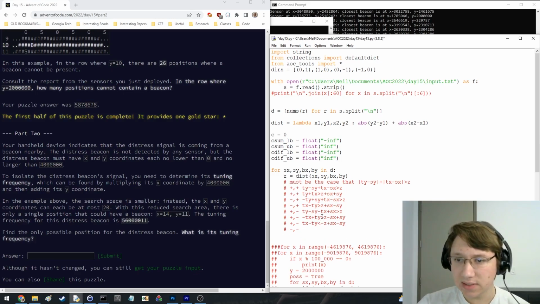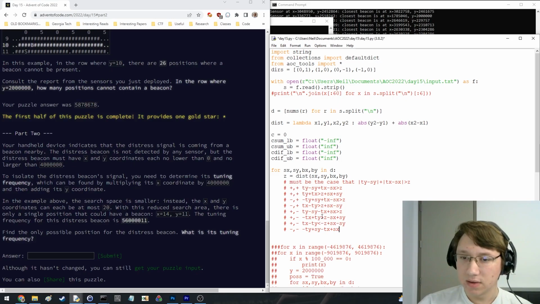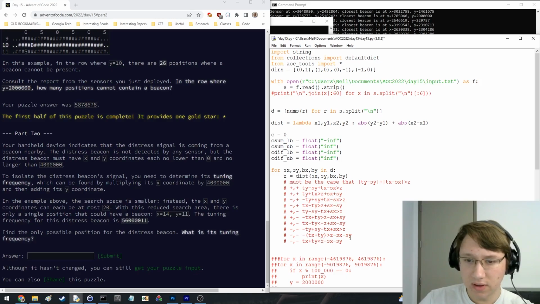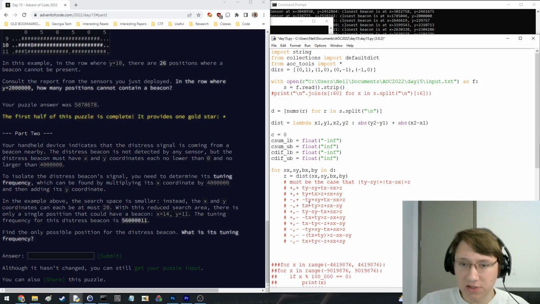And finally, minus minus is going to be, I'll just be consistent, minus ty plus sy minus tx plus sx. It's going to be greater than z, once again. And this is going to boil down to minus tx plus dy minus sx minus sy. And this is going to look like a lower bound of minus plus plus. Okay, cool. Now we're ready to just do stuff.